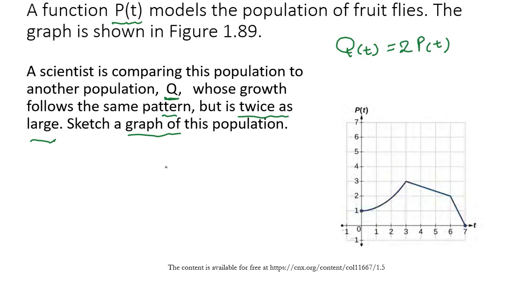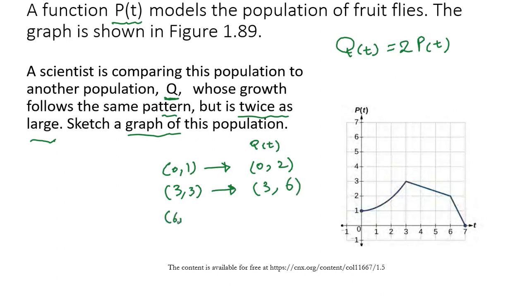So this point is 0 and 1 for p of t. For q of t, it will be 0 and 2. This point is 3 and 3. Then for q of t, it will be 3 and 6. And this point 6 and 2 becomes 6 and 4. And 7 and 0 stays 7 and 0.